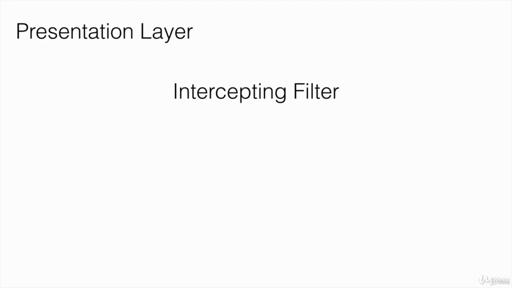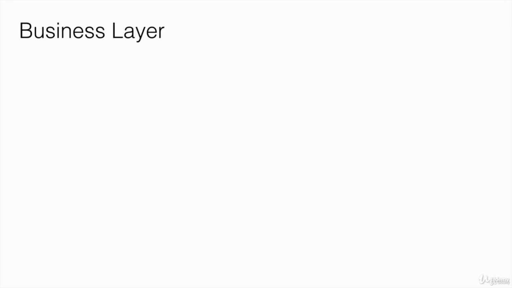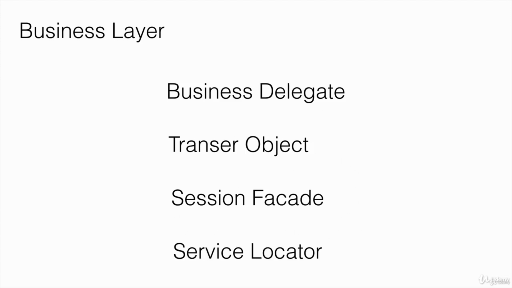For example, under the presentation layer, we have multiple patterns starting from intercepting filter, front controller, MVC, context object, and many more. The business layer will be using business delegate to delegate the business logic, transfer object to carry the data around, session facade which will wrap a lot of data instead of making multiple calls, service locator which will look up an appropriate service that needs to be invoked, and more.